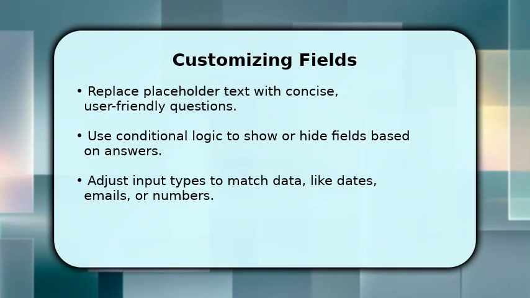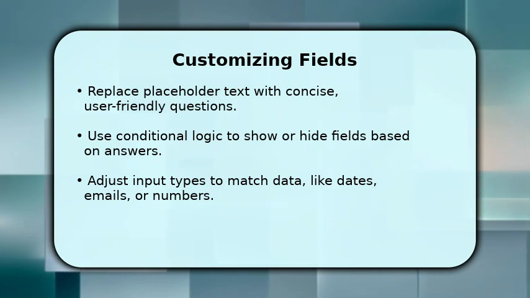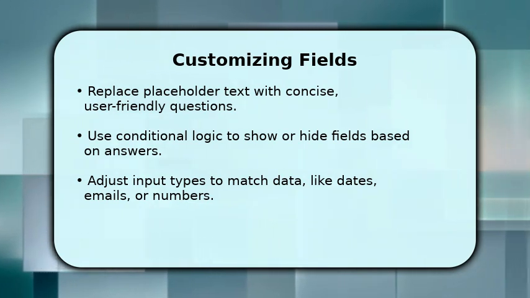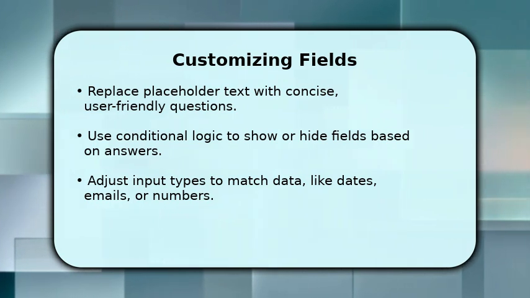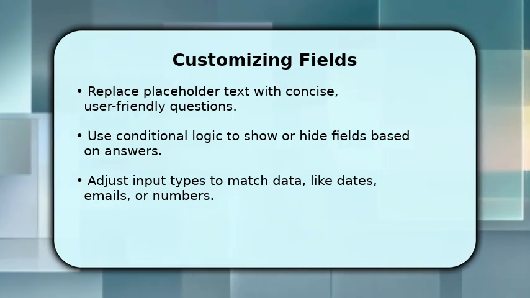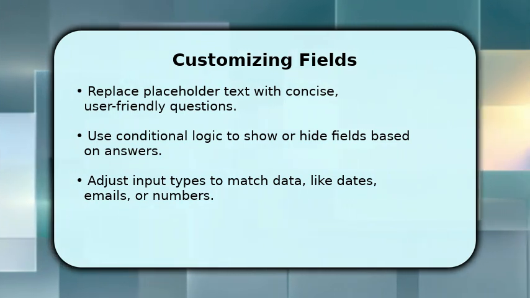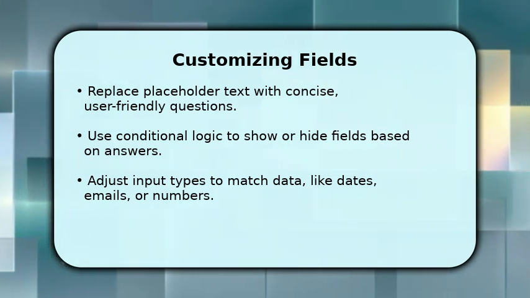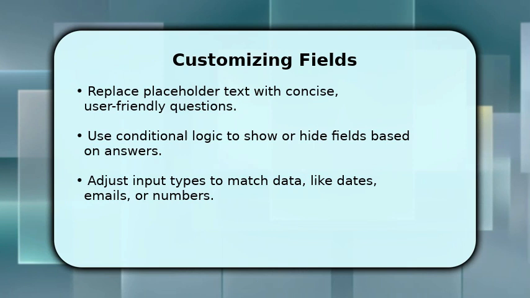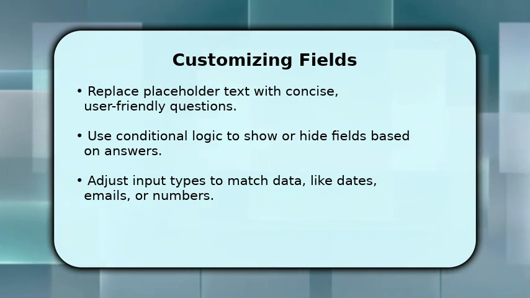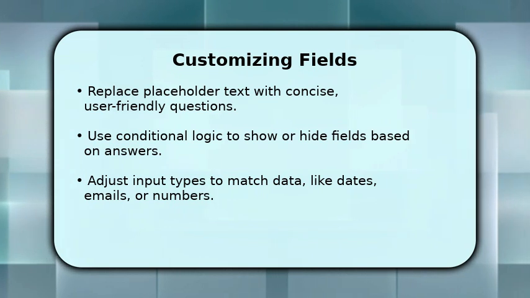Start by replacing placeholder text with clear, user-friendly questions that match your audience. Use conditional logic to display relevant fields only when needed, and set required fields to prevent incomplete submissions. Choose appropriate input types, such as date pickers, email fields, or numeric inputs for accuracy. Group related fields using sections or pages to reduce form fatigue. Finally, apply a simple theme and test validation to ensure smooth user submission flow.